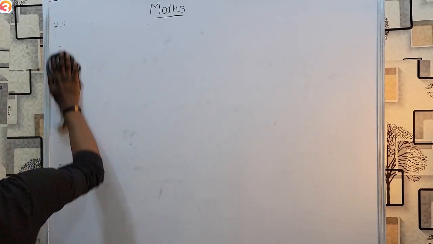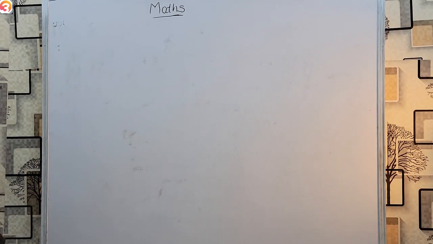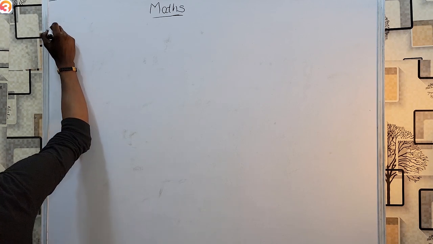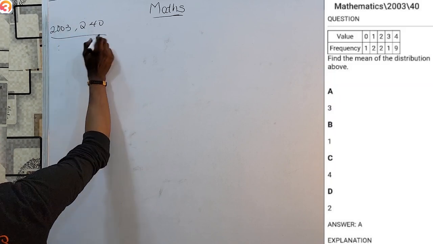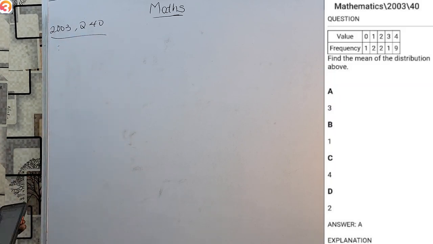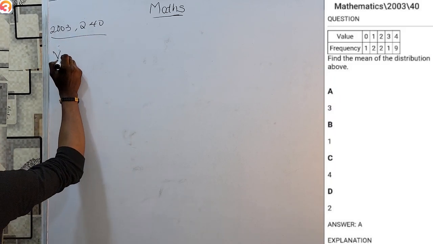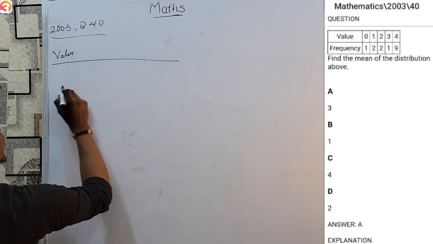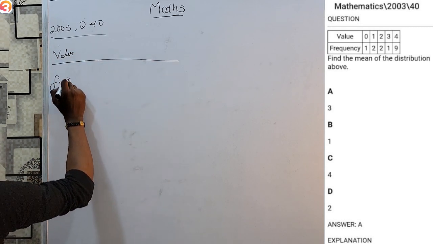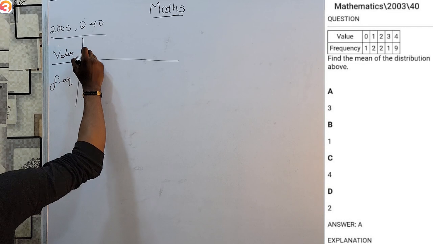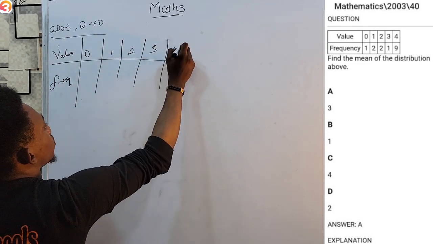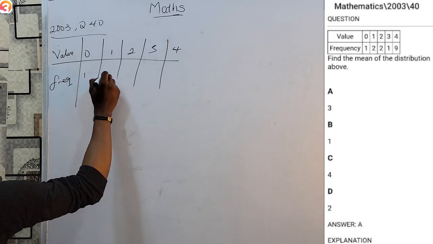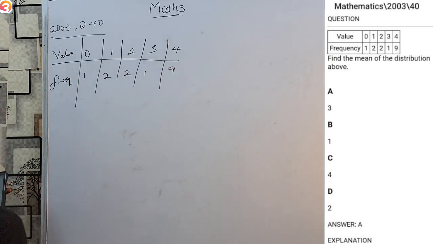Let's find one that has to do with calculating your mean from a table. This is our 3 question 40. This one gives us a very, very simple table. Here we have values and frequencies. Now the values are 0, 1, 2, 3, and 4. The frequencies are 1, 2, 2, 1, 9.